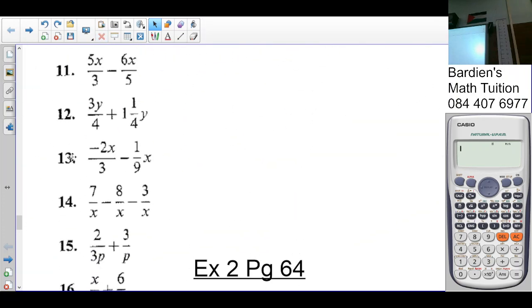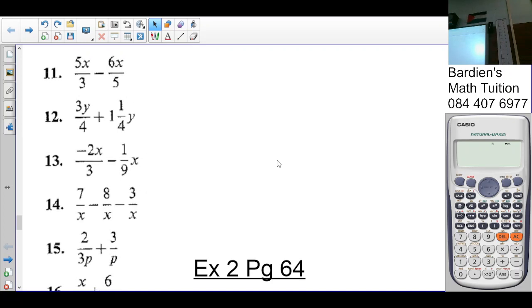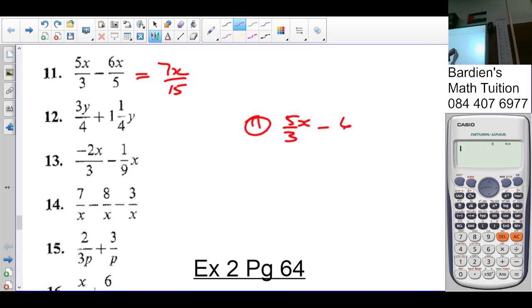Okay. Let's look at number 11. What's your answer to number 11? 7x over 15. 15 or 5? 15. Alright, let's check. It's going to be 5 over 3x minus 6x over 5. LCM is 15, you times by 5. So it's going to be 25x, you times by 3. It's negative 18x. 25 minus 18 is 7x over 15. How do you get 5?